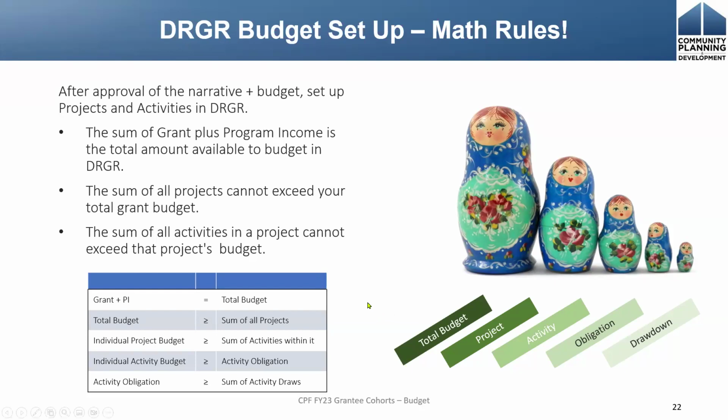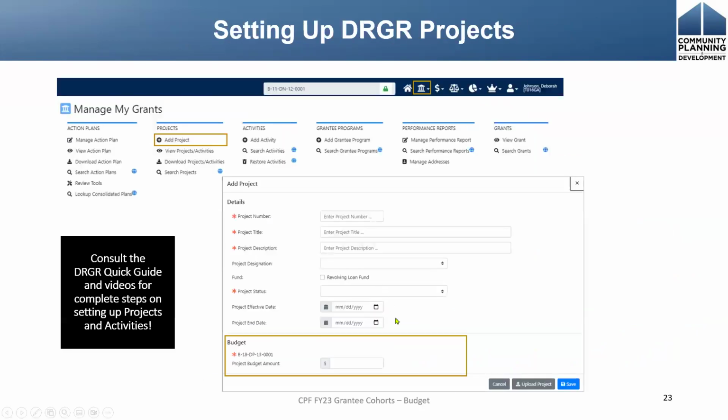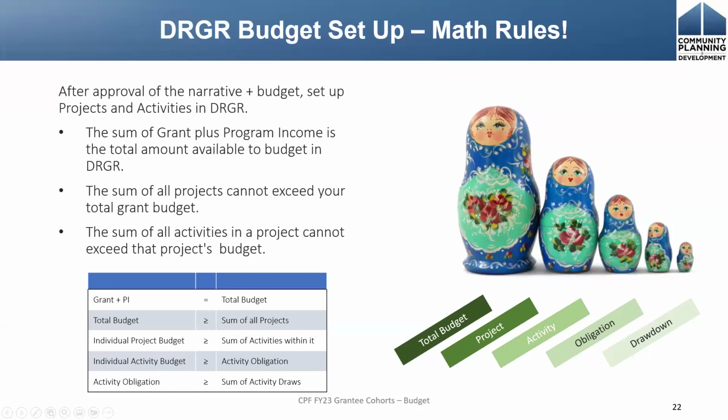And then at the activity level is where we have all of our detail in DRGR. So this is where we're going to make the draws. This is where we're going to report on our outcomes. So the activity level is really the meat of DRGR. It's where all of the action lives. So within that activity level, you'll be creating obligations and then creating vouchers to draw your funds. So that's how that hierarchy works.